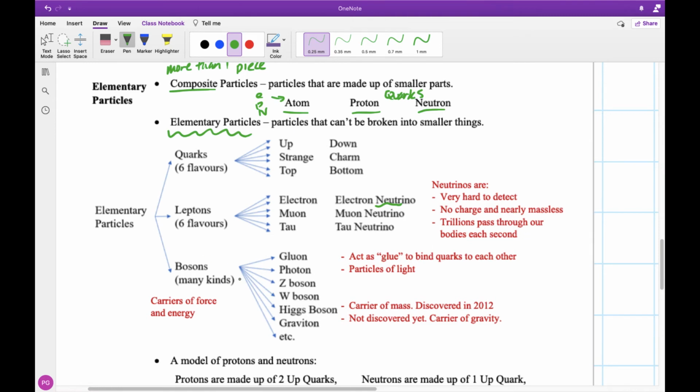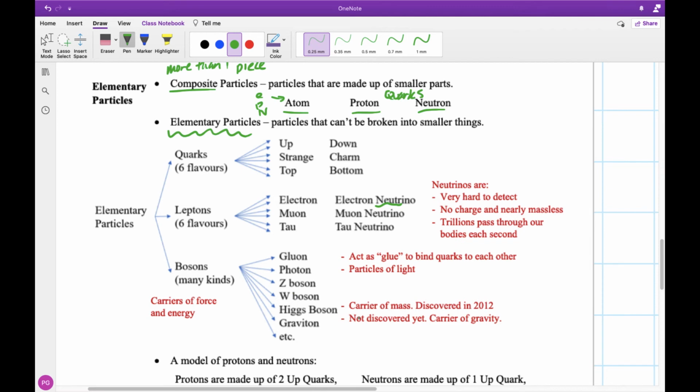The last type of elementary particle we're going to talk about are bosons, and there are tons of different types of bosons. These particles are carriers of force and energy, so they basically make forces work. So for instance, the gluon binds quarks together, photon is particles of light. These bosons here, the Z and the W, manage the strong and weak nuclear force.